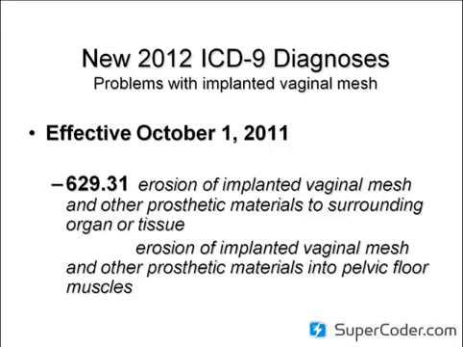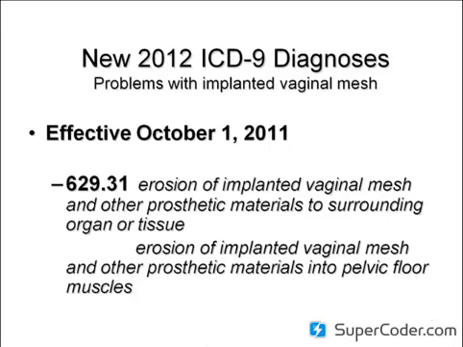The one code, ICD-9, is 629.31, and this is an erosion of an implanted vaginal mesh or other prosthetic materials into a surrounding organ or into the pelvic musculature. This would be erosion of a mesh into the urethra, into the bladder, possibly into bowel, and it's the erosion also of the vaginal mesh into the pelvic floor muscles. Let's go to page 4.